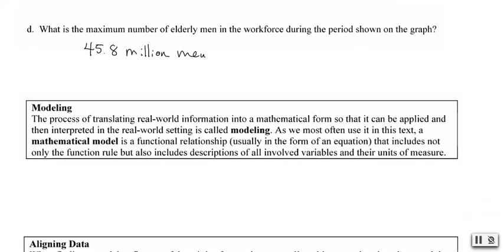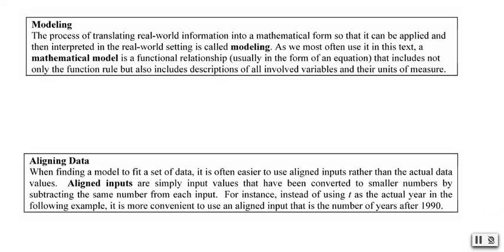All right, modeling. Another vocabulary word, it's a process of translating real-world information into a mathematical form, so it can be applied and then interpreted in the real-world setting. It's called modeling, and we most often use it in this text. A mathematical model is a functional relationship. It's usually in the form of an equation, and if it's not, we will be finding those equations.